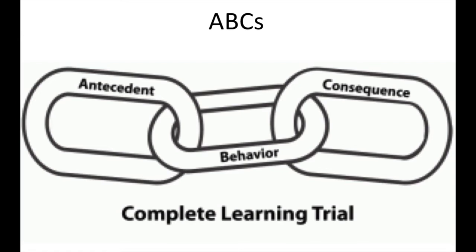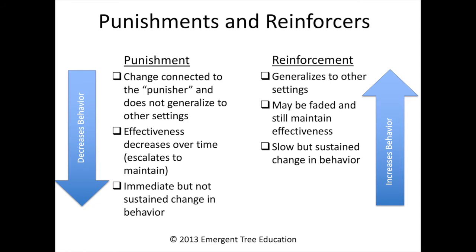We'll talk about the complete behavioral learning trial: the antecedent, what happens before a behavior, the behavior itself, and then the consequence, what happens after that behavior. What happens after a behavior can be either a punishment or a reinforcer. Punishments decrease behaviors, reinforcers increase behaviors. One of the things that is really important for us to know is that reinforcers are more powerful than punishments. So we want to find behaviors that are desired and reinforce those behaviors, because that's going to help move us to more desired behaviors.